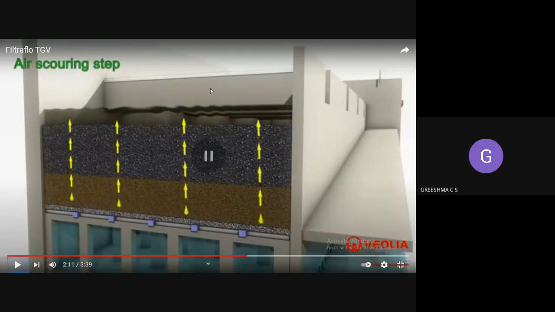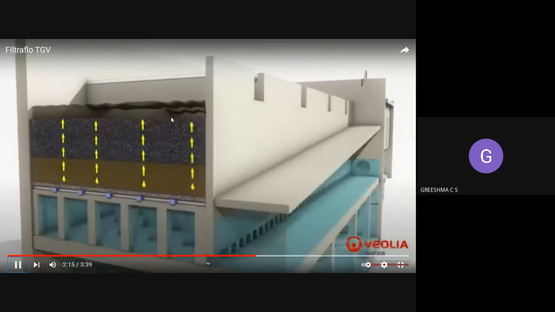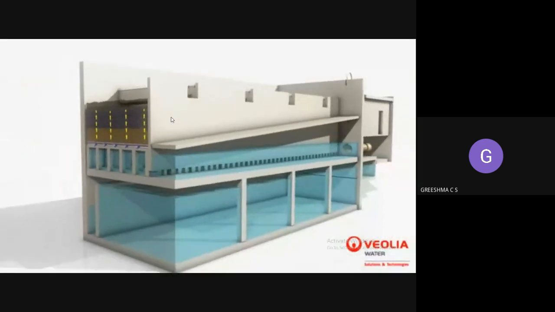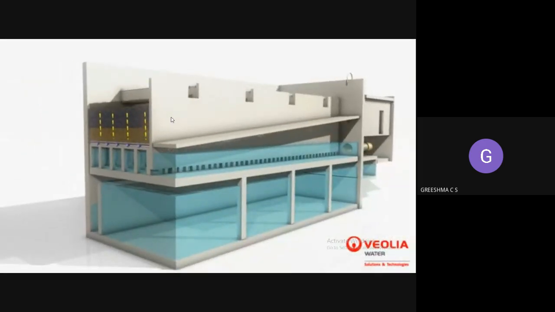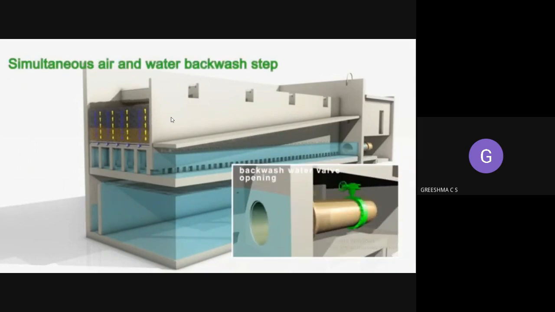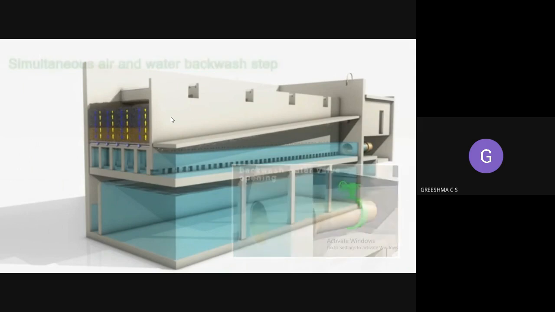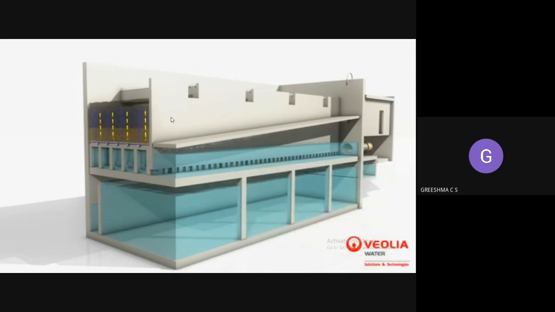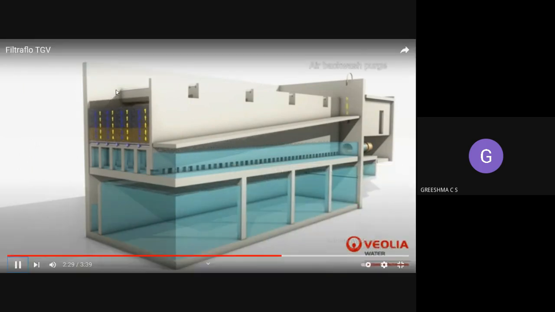See, the water will be flowing upwards from the bottom portion. So you can see as the water is flowing upwards, this water is getting dirty. The top portion water has become dirty. That means it is removing all the dirt particles that are trapped in the filter bed.